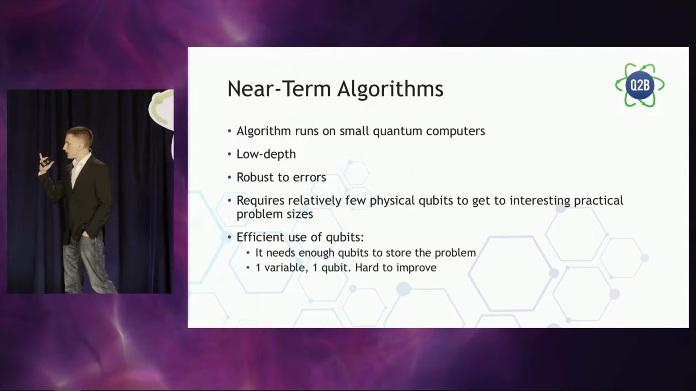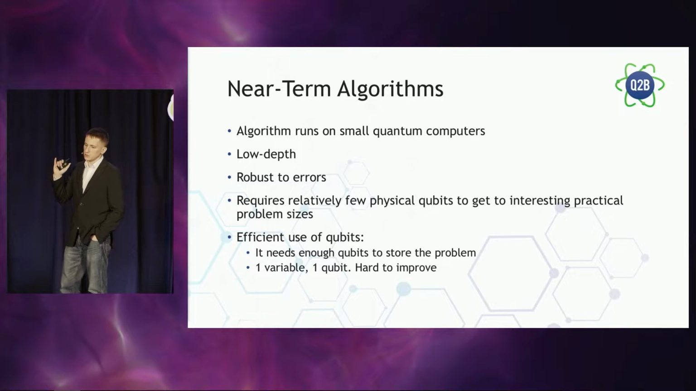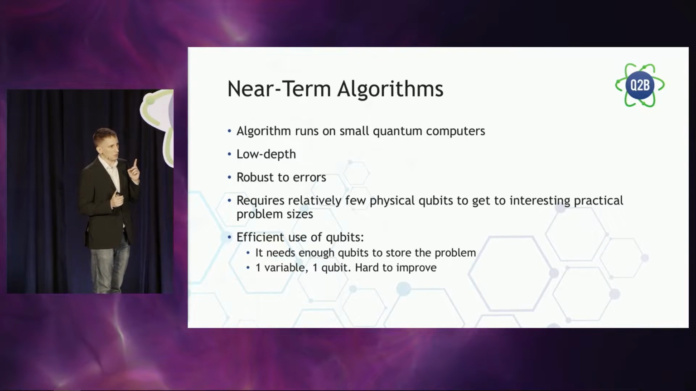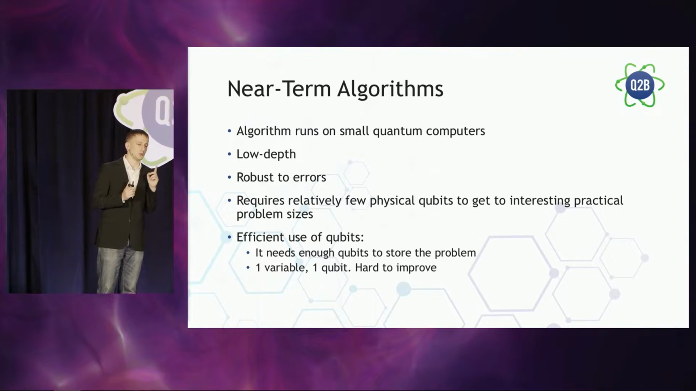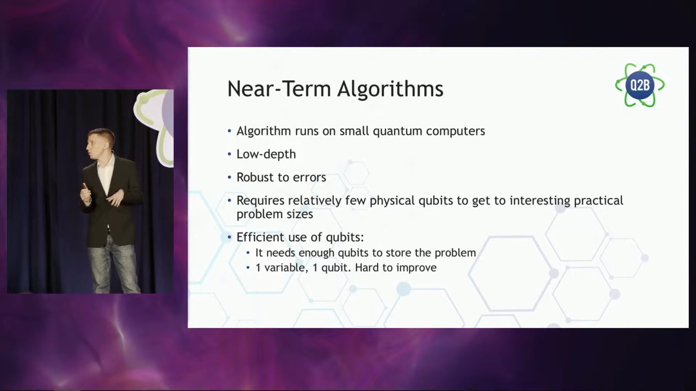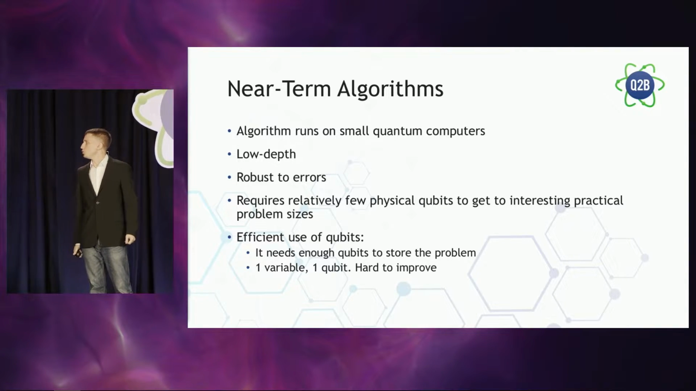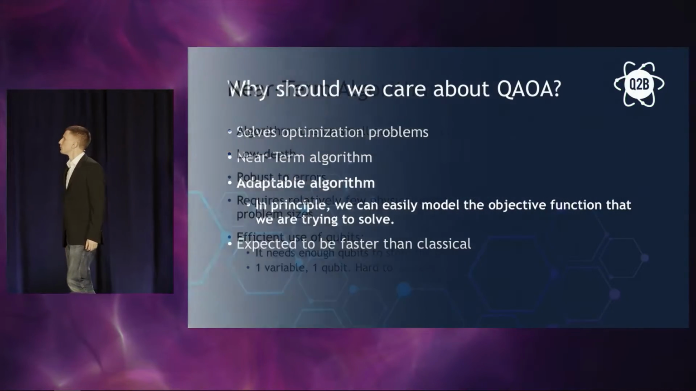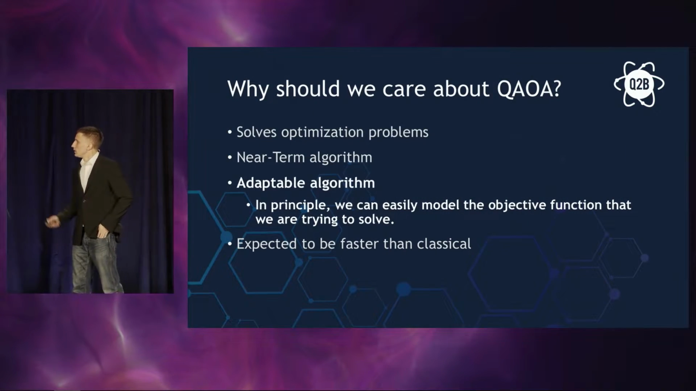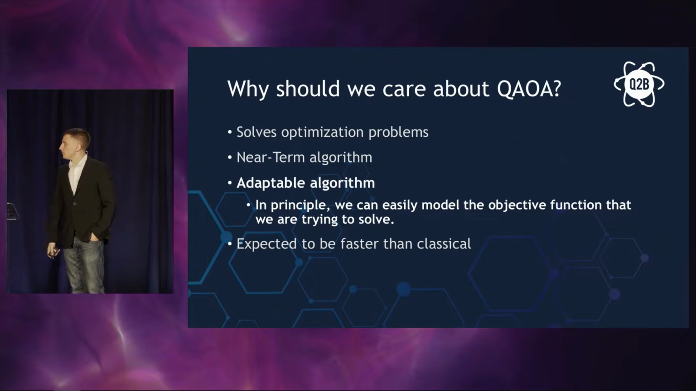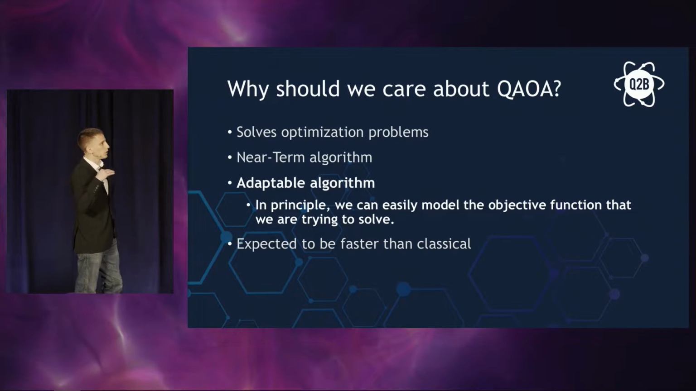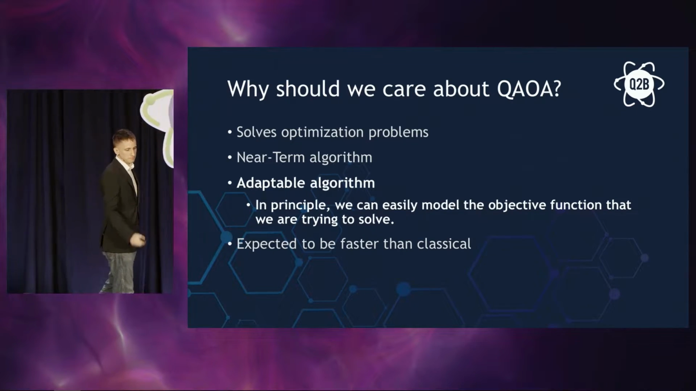Related to this last point is the efficient use of qubits. So it just needs enough qubits to store the problem. One variable that we aim to optimize corresponds to 1 qubit, which is in principle difficult to improve. It's also an adaptable algorithm. This means that in principle, we can easily model the objective function that we want to optimize using this algorithm.